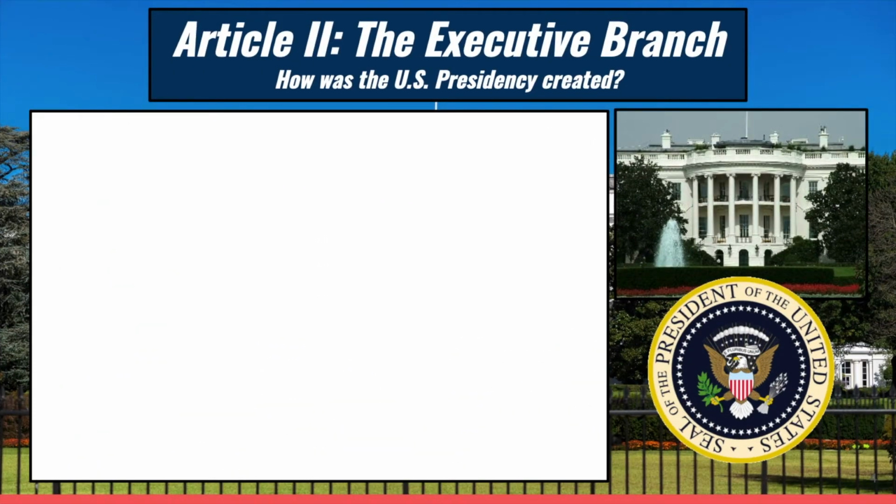So our first left side question is, how was the US presidency created? Just a little reminder, under the Articles of Confederation, there was no person in charge. Everything was a group decision. So the decision to create a president of the United States was a big deal. And we're going to get into that in a little bit more detail here.